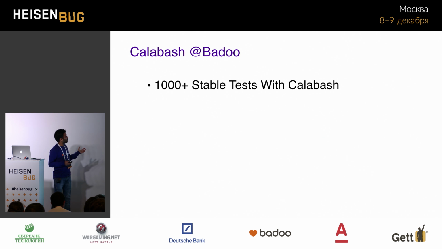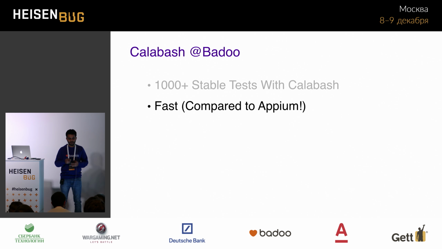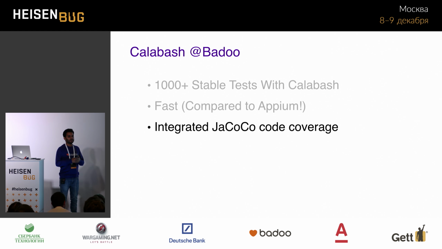So far we have been very happy with Calabash. We have almost, actually more than 1,000 tests, and they are very stable, very fast, and fast in the sense compared to Appium. There's a reason for it. I'll talk about it in the later slides. And we have done some really cool stuff with Calabash, which is otherwise not possible with other contemporary black box testing tools, like integrating Java code coverage. So with our functional tests, we get the code coverage of the application.